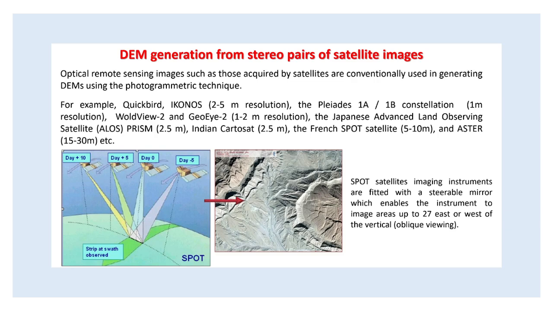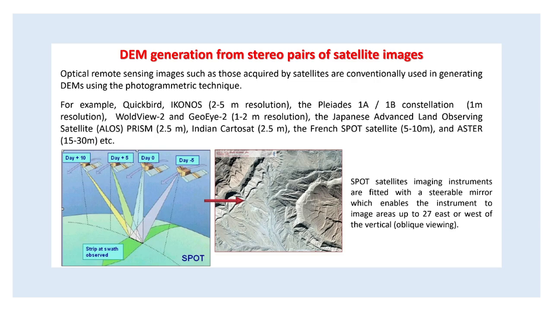Optical remote sensing images, such as those acquired by satellites, are conventionally used in generating DEMs using the photogrammetric technique. So we have these images that are taken by satellites, and we use these images in order to generate the DEMs or digital elevation models.